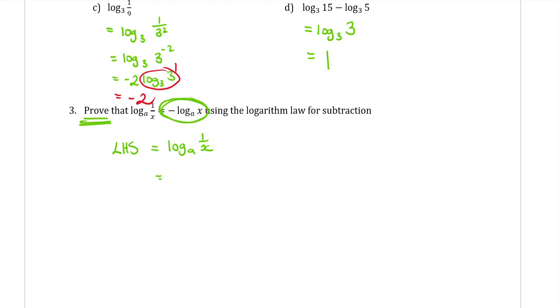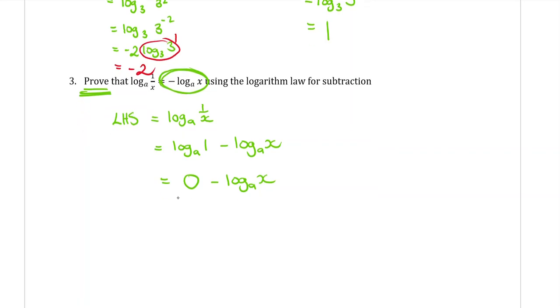So what I'm going to do is, if I have the log of a fraction, I'm going to split that to be log base a of 1 minus log base a of x. I'm using that to turn that into two logs that are subtracted. Log base a of 1 is one of our special logarithms because a to the power of 0 is 1, so that logarithm is just equal to 0. So it's 0 minus log base a of x, and that's just minus log base a of x, which was what I was trying to get.